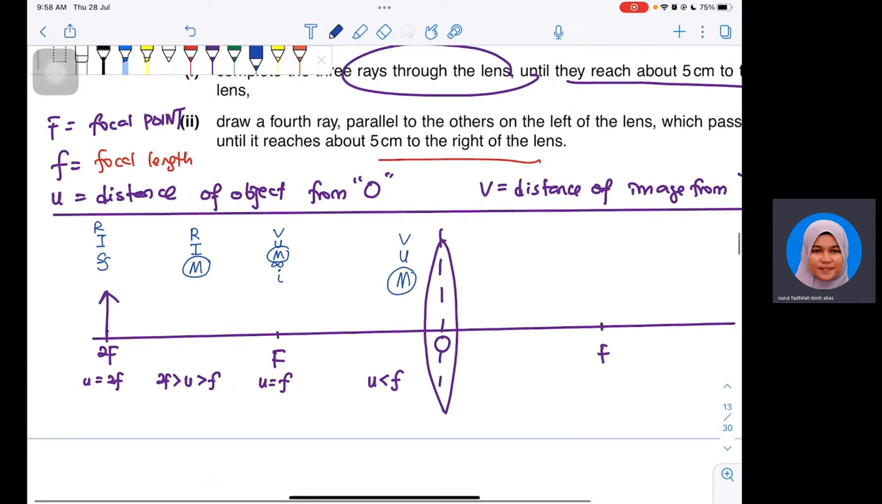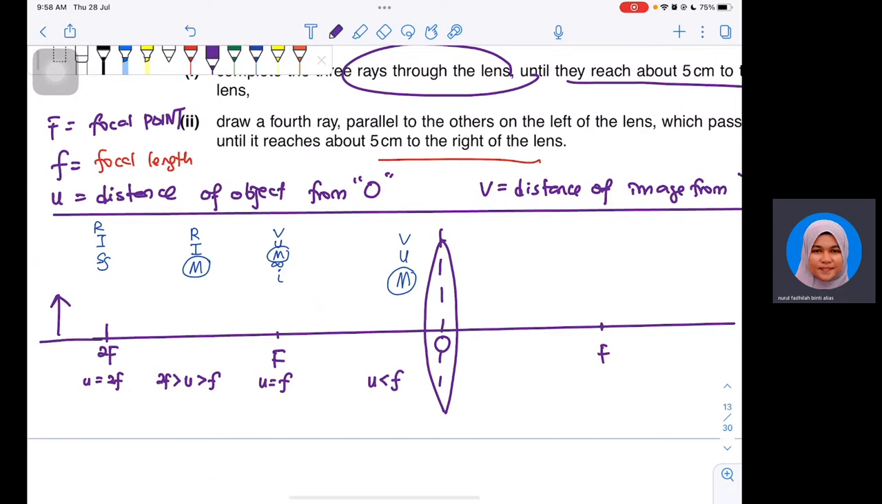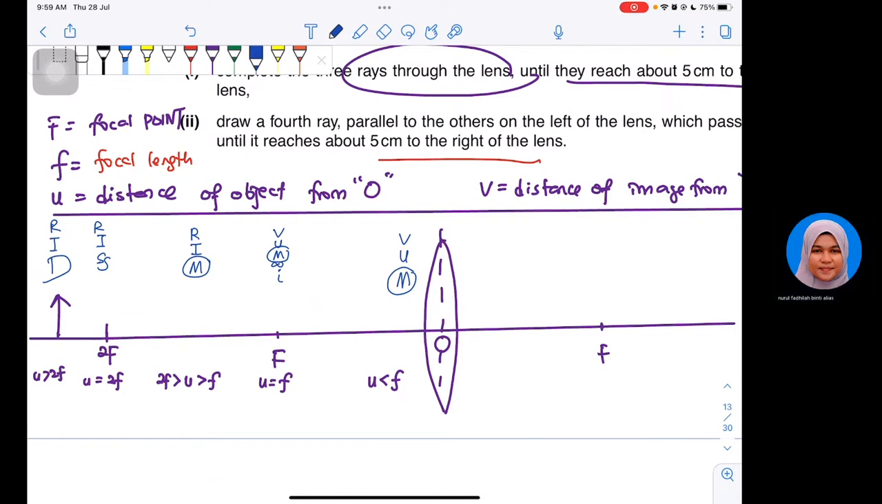And then lastly, you move the object further back. So now we have U greater than 2F. What are the characteristics of its image? Real, inverted, diminished. So the characteristic of the image is: the further the object from the lens, the smaller the size of the image. Okay?